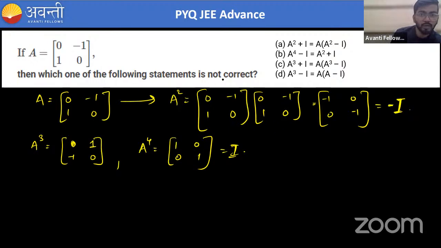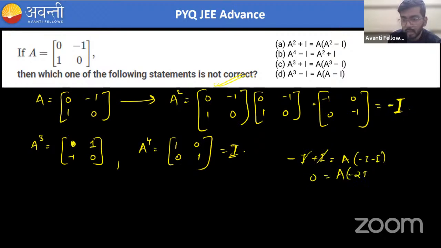So then which one of the following statements is not correct? For the first option, A square plus I, A square is minus I, plus I is equals to A into A square, which is minus I. So you get 0 equals to A into minus 2I. So this is not true, right? This cannot happen because A is a known matrix and I is an identity matrix. So that is why this is not true. Hence option A is our correct answer, because they have asked us which of the following options is not correct. So the first option itself is not correct.